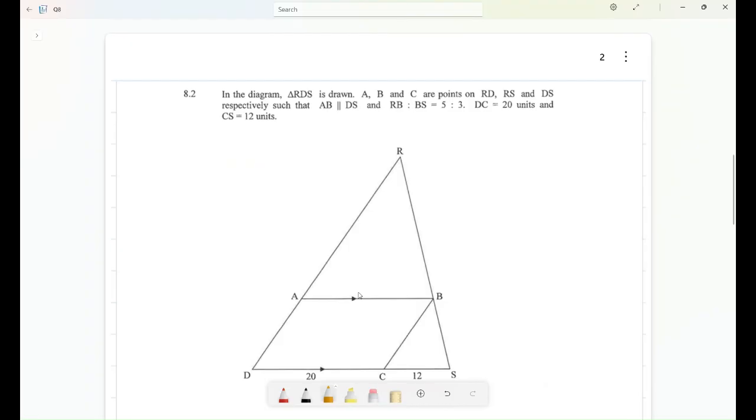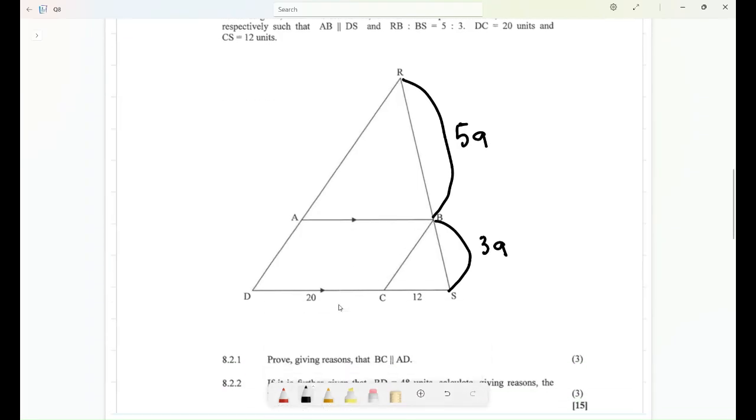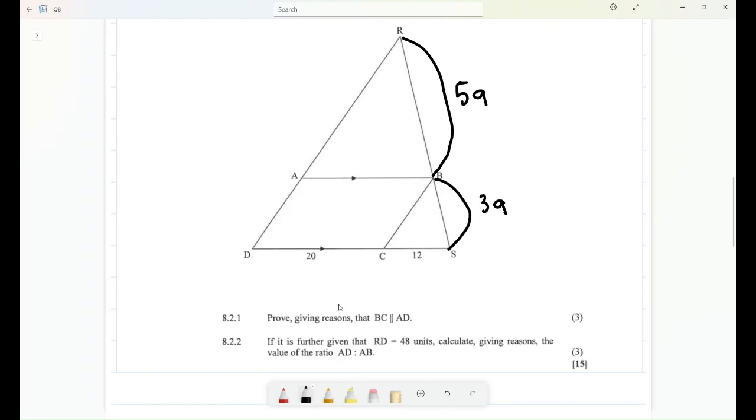Then 8.2 now. In the diagram, ABCD is drawn such that AB is parallel to DC. We are given that. The important one is here: RB to BS is in a ratio of 5 is to 3. What I want you to do is say 5a, 3a. It is not the length, it is the ratio. So it can be 15 and 9.